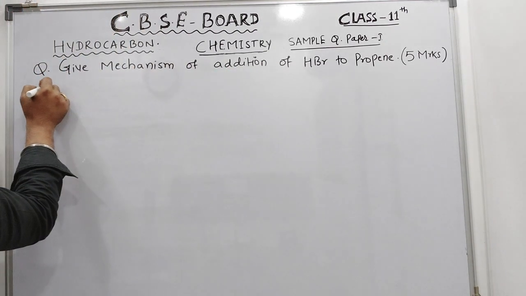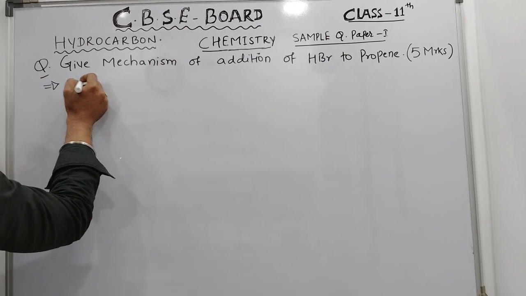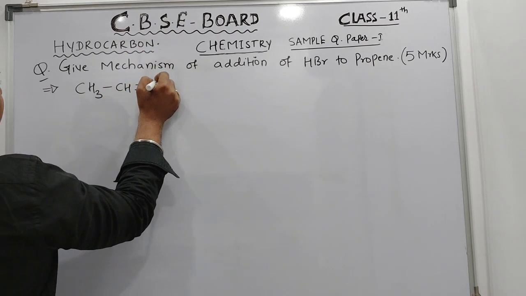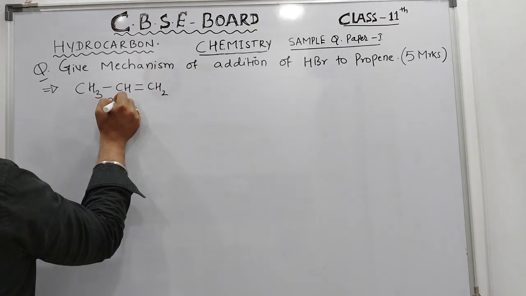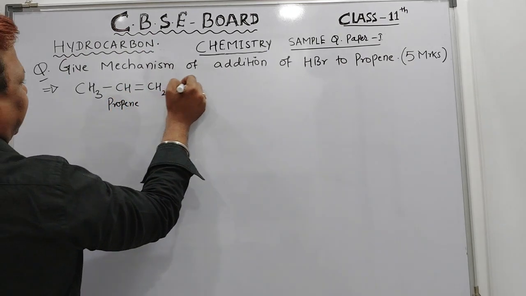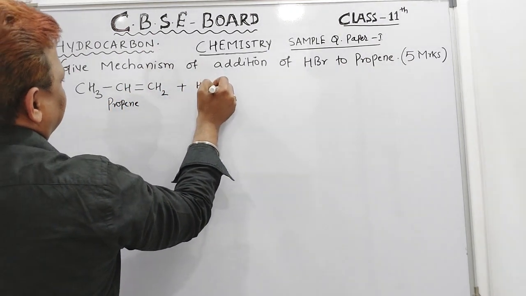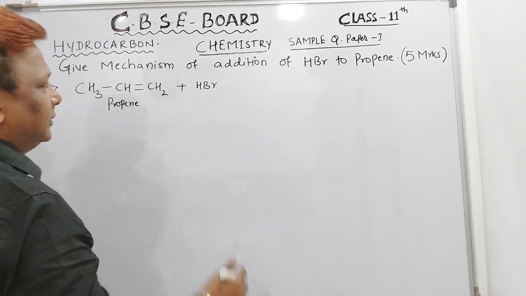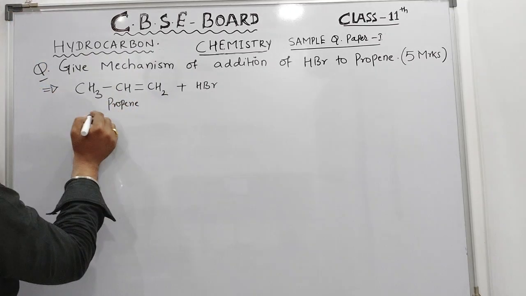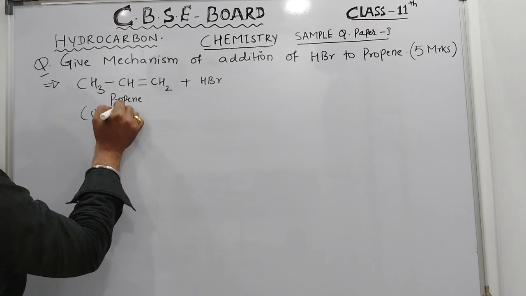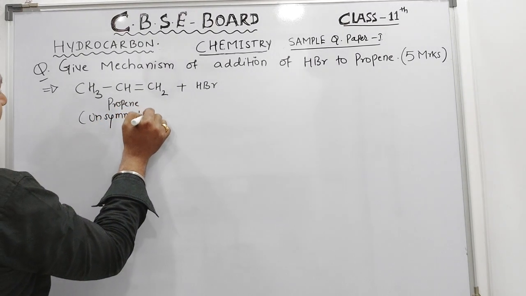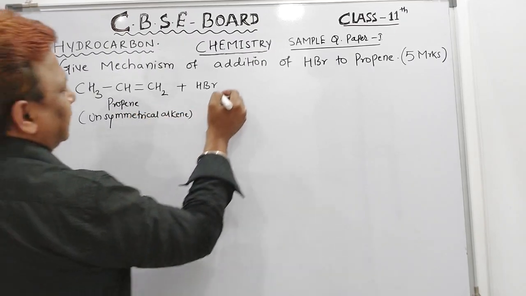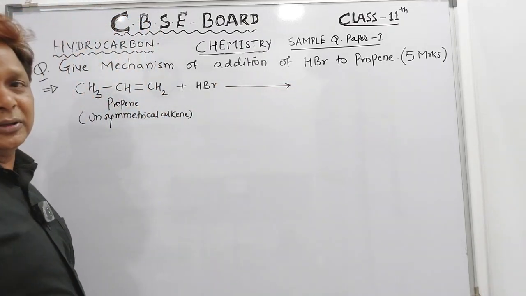So addition of HBr to propene. Propene means CH3, then CH, double bond CH2. This is called propene. And when we are going to add the HBr on it, the addition of hydrogen halide. Actually HBr is called hydrogen bromide. So addition of hydrogen bromide to propene, and you know propene is a what? This is an unsymmetrical alkene. So addition of hydrogen halide to the unsymmetrical alkene will follow the rule called Markownikoff's rule.